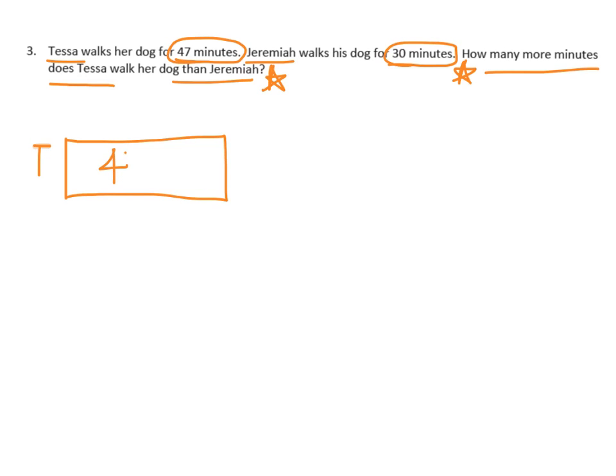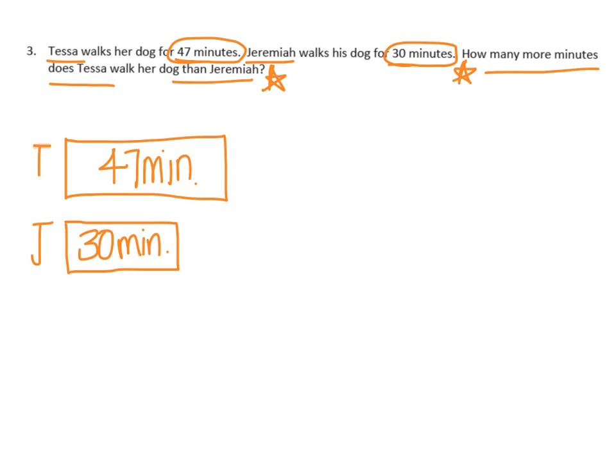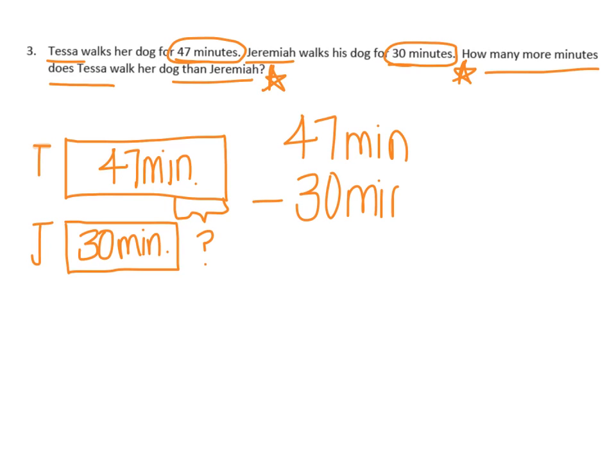It says that she walks her dog for 47 minutes. Then I'm going to make another piece of tape for Jeremiah. But I'm not going to make this one as big as Tessa's because he only walks his dog for 30 minutes. The question is asking how much more time does Tessa walk her dog than Jeremiah? What math operation do you think I'm going to use to find the difference between those two times? If you answered subtraction, you are correct. So I'm going to take 47 minutes and subtract 30 minutes.